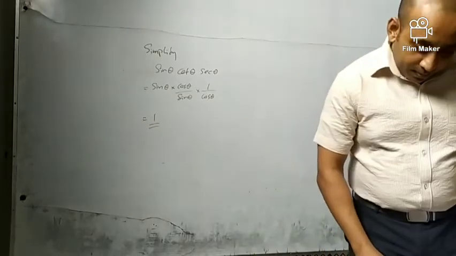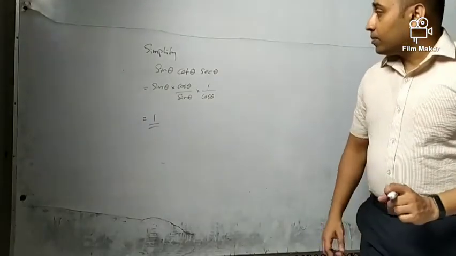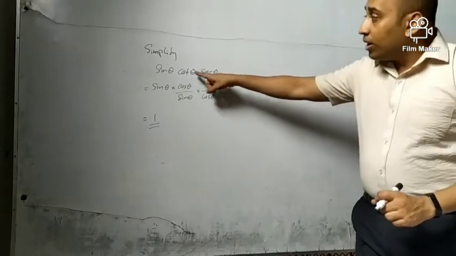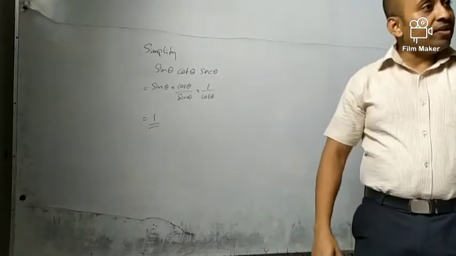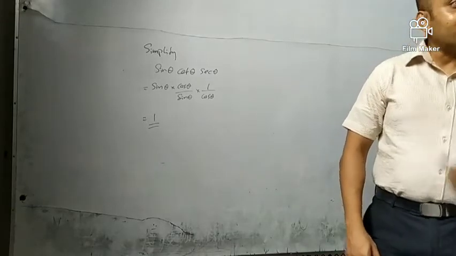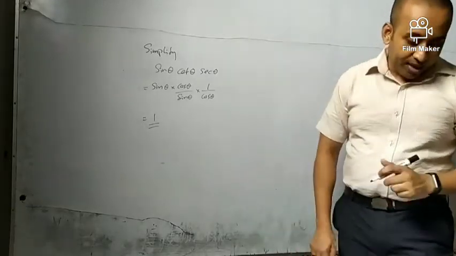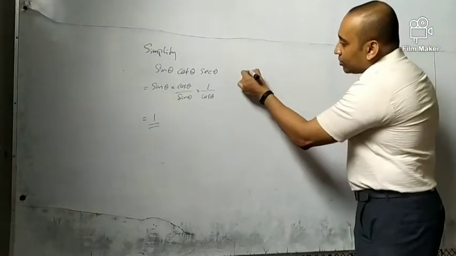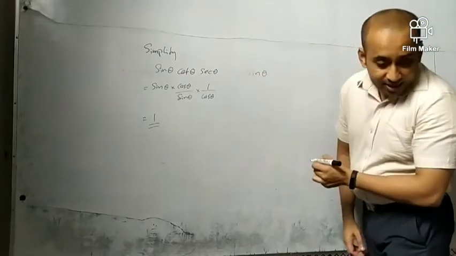Cot is 1 over tan, tan is cos over sin. Tan is sin over cos, so 1 over tan is cos over sin, because you are writing the basic angles for them.